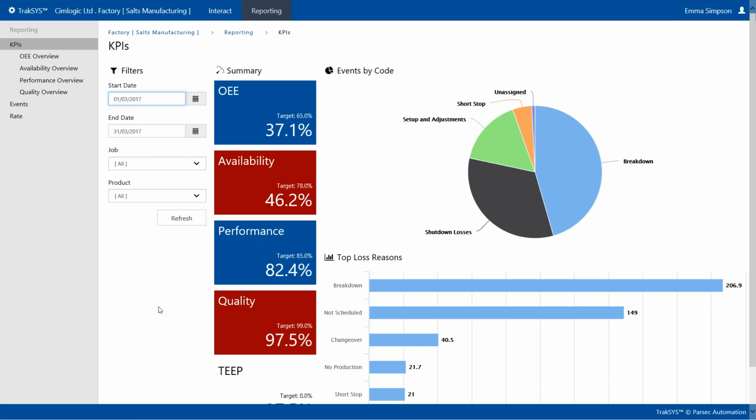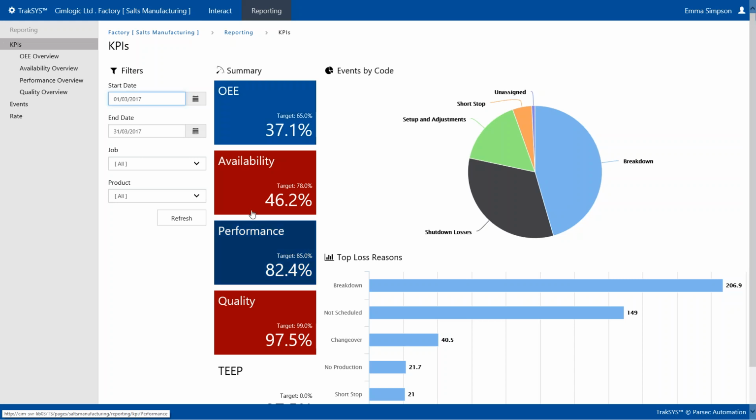So right here we have an example of a dashboard. This is a global dashboard for a production line. It's a demo production line where we can see a certain period. We are currently looking at a specific month of data. We can see that we have a quite low OEE of around 37%.